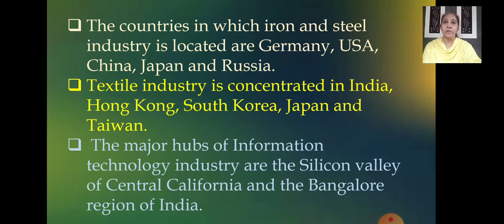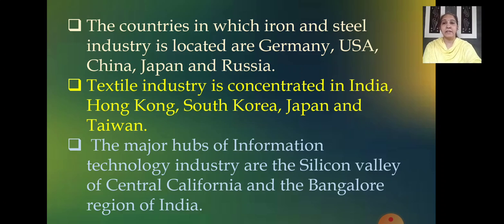Now the countries in which the iron and steel industry is located are Germany, USA, China, Japan and Russia. Whereas the textile industry is concentrated in India, Hong Kong, South Korea, Japan and Taiwan. Then the major hubs of the information technology industry are the Silicon Valley of Central California and the Bangalore region of India. So children, you should remember where the world's major industries are located.